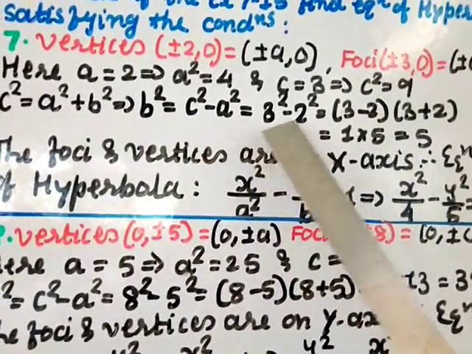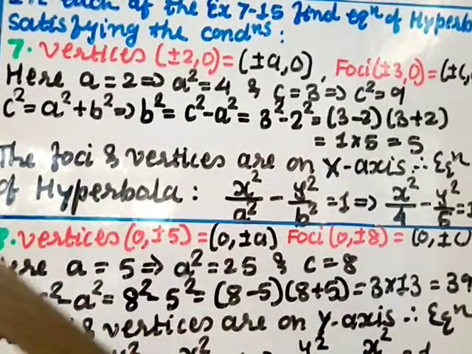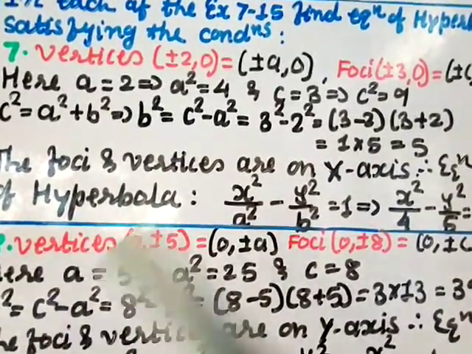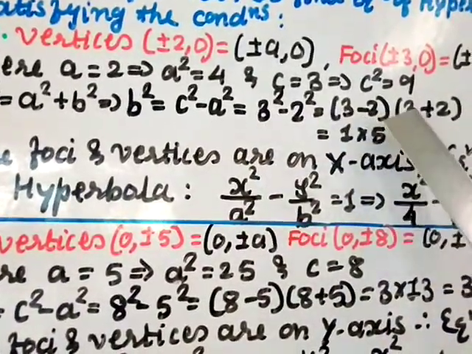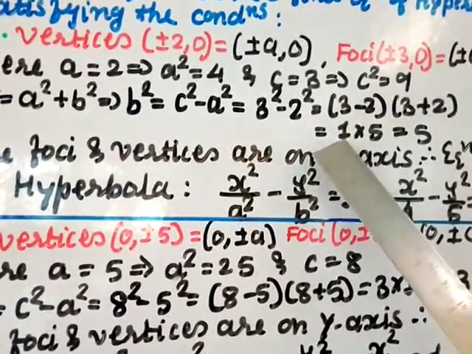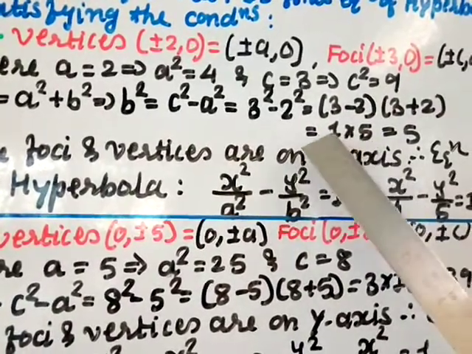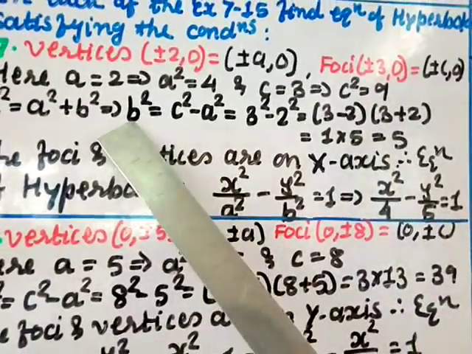I will use here the a square minus b square form. So a square minus b square is a minus b into a plus b. So I'll write 3 minus 2 into 3 plus 2. 3 minus 2 is 1 and 3 plus 2 is 5. 1 into 5 is 5. This is the value of b square.